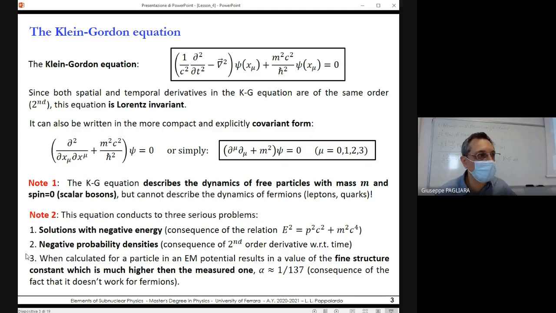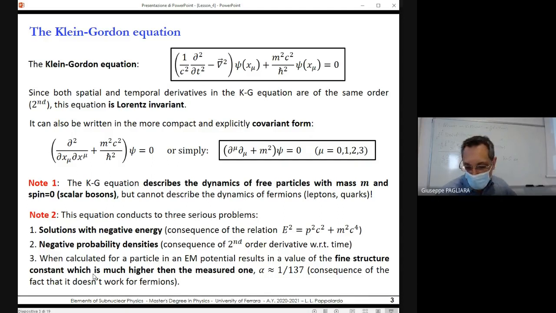And the last problem, which is also fundamental, is that when you calculate the dynamics of a particle in an electromagnetic potential, you obtain a value of the fine structure constant which is completely different from the experimental value, that you know is 1/137 at the low energy scale. So this equation is elegant, is Lorentz invariant, works for scalar particles, but has a lot of problems.